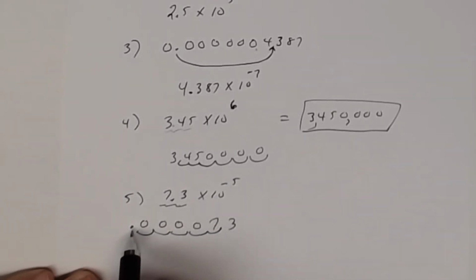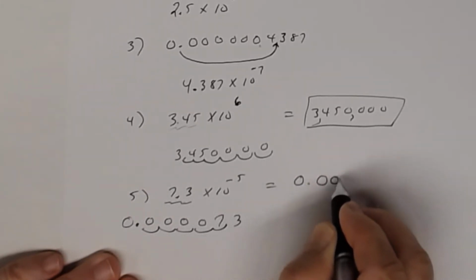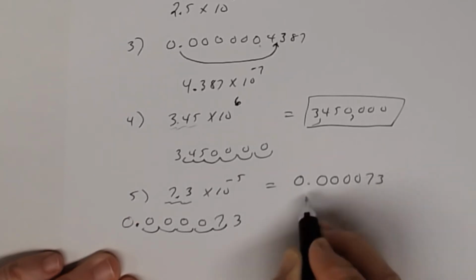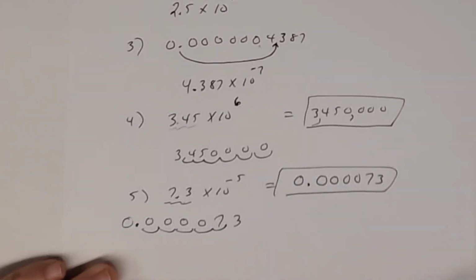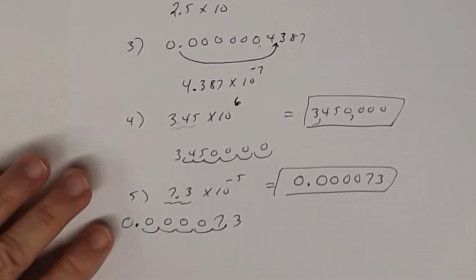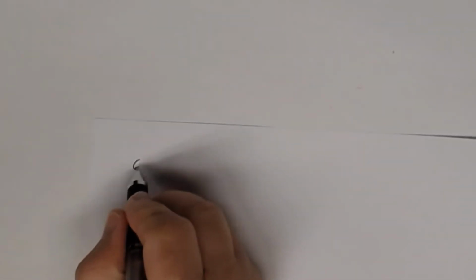And since mathematically, if there's a decimal point here, we tend to put a digit here, and that digit is 0. So this becomes 0.0000073. So that's the answer to number 5. All right, now number 6 looks like this. So this is number 6.